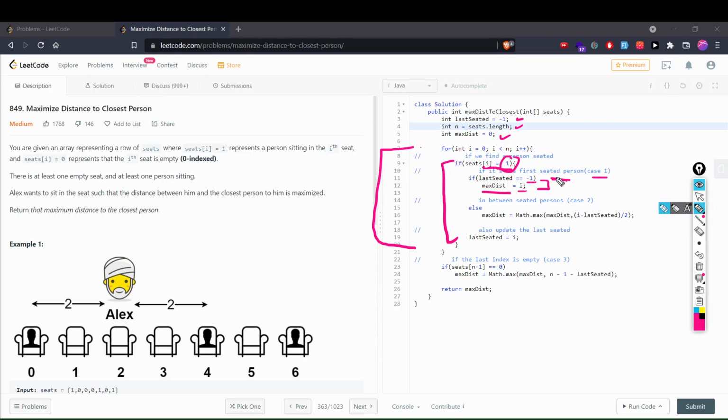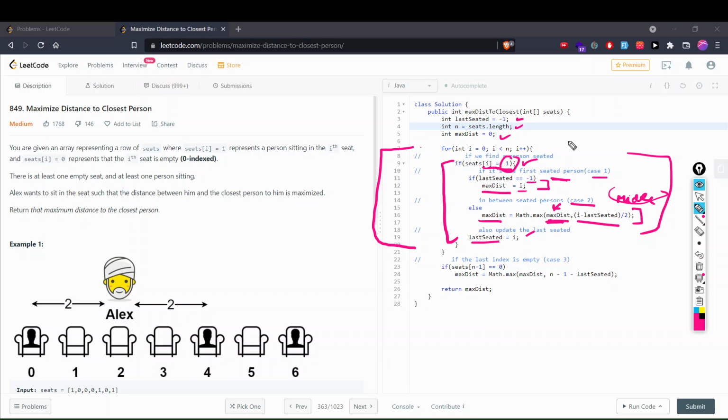If this is not the case, if this is not the first person we have encountered, we will use the middle formula. This is the middle case, case 2. Again, we have to get the maximum value, so we compare the value from the middle case with the existing maximum distance, and take the maximum into the maximum distance variable. Also, since we found a person seated at the current index, we update our last seated index with the current index. I hope I'm making sense with this inner statement now.